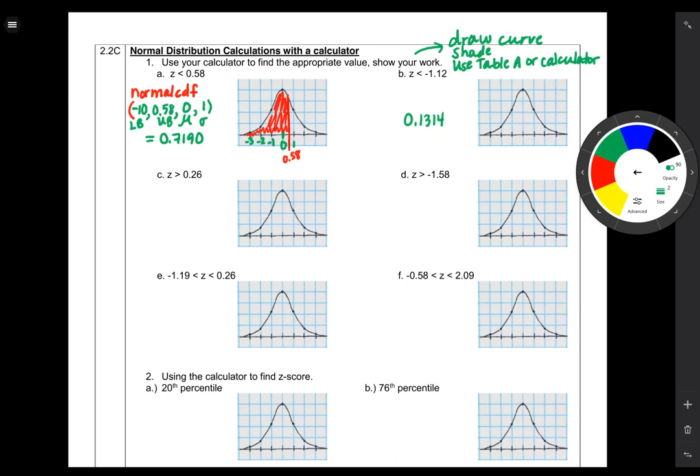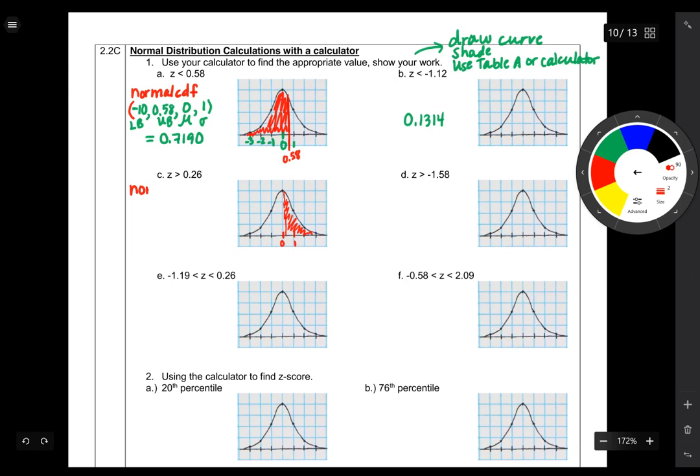For the next one, z greater than 0.26. So here's 0, here's 1, here is 0.26. So we're going to find this area. Great thing about the calculator is you don't have to worry about subtracting. Remember when we were doing anything greater than, we had to subtract that area from 1 because that'll give you the left side. So the calculator knows how to do that already. So you don't have to worry about it.